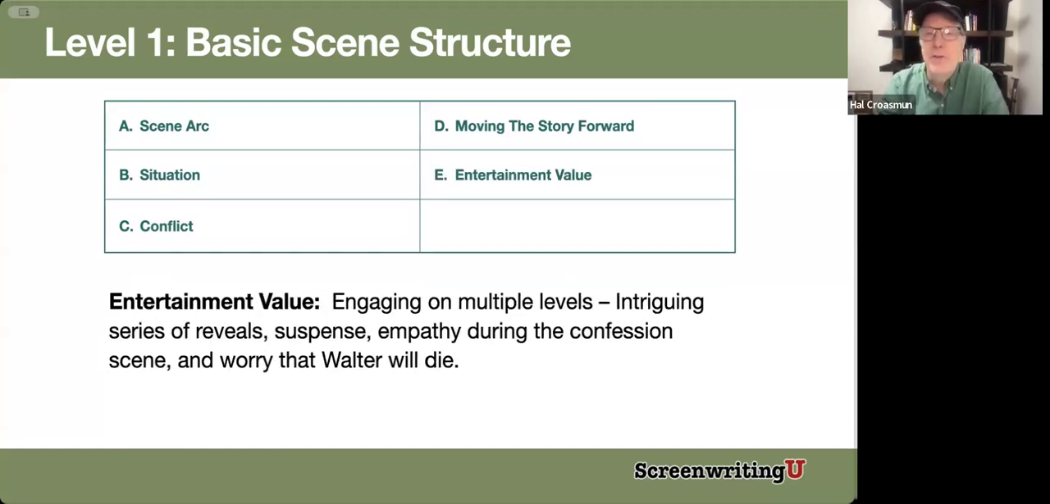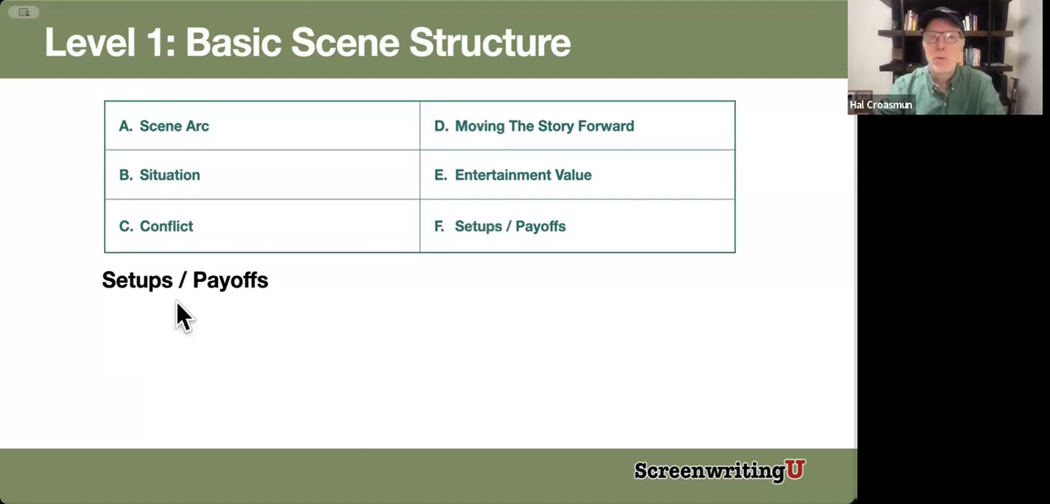Then it's about entertainment value. And take a look at this. It had an intriguing series of reveals. That was entertaining. Suspense, empathy with the character during the confession scene, and worry that Walter will die. All of this, by the way, is the emotional part of the scene, which is a big part of the entertainment. From there, we've got setups and payoffs.